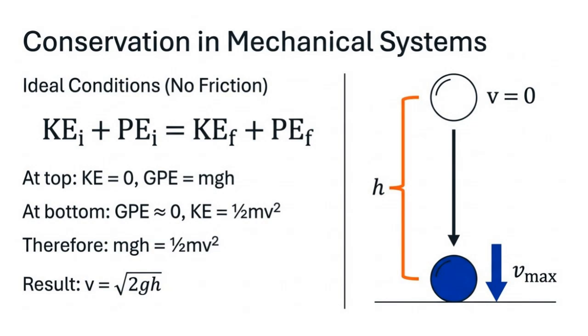By setting the initial potential energy equal to the final kinetic energy, we get mgh equals 1/2 mv squared. Solving for velocity, the speed at the bottom of the fall is the square root of 2 times gravity times height. This shows how energy transforms from potential to kinetic, allowing us to calculate the speed in an ideal system.